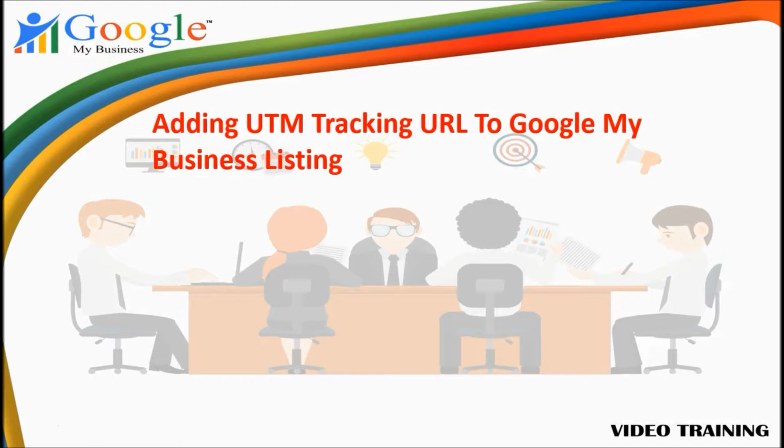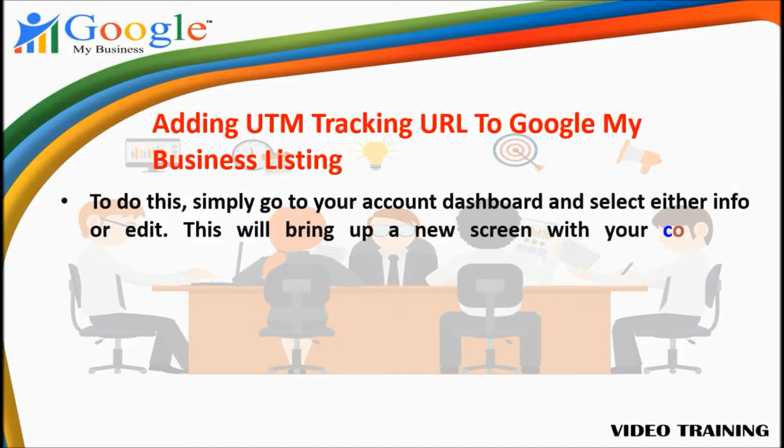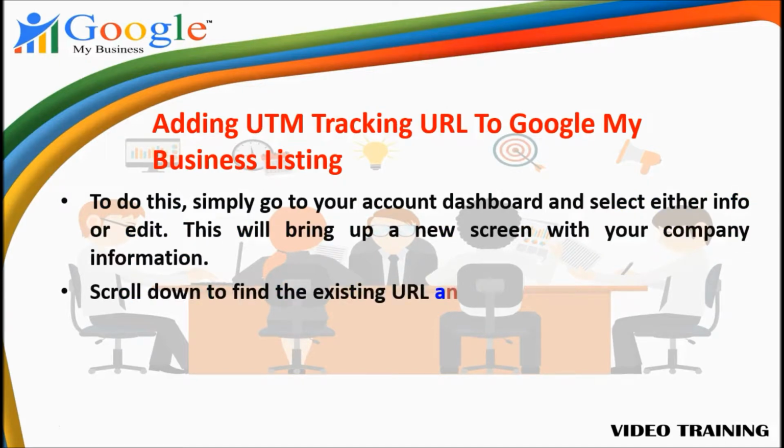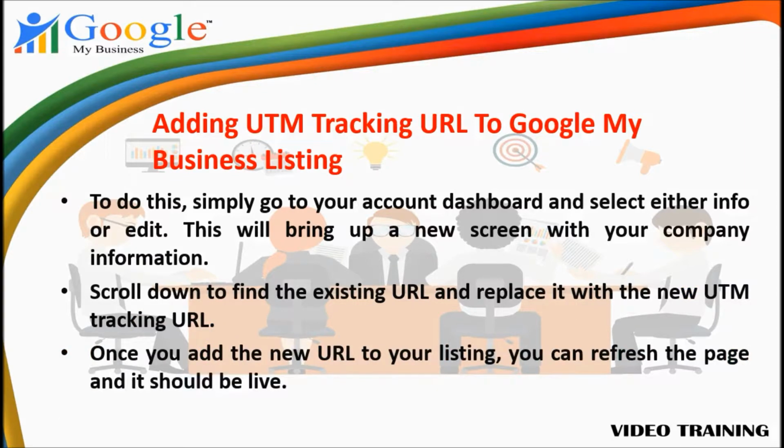Adding the UTM Tracking URL to Google My Business listing. To do this, simply go to your account dashboard and select either Info or Edit. This will bring up a new screen with your company information. Scroll down to find the existing URL and replace it with the new UTM Tracking URL. Once you add the new URL to your listing, you can refresh the page and it should be live.